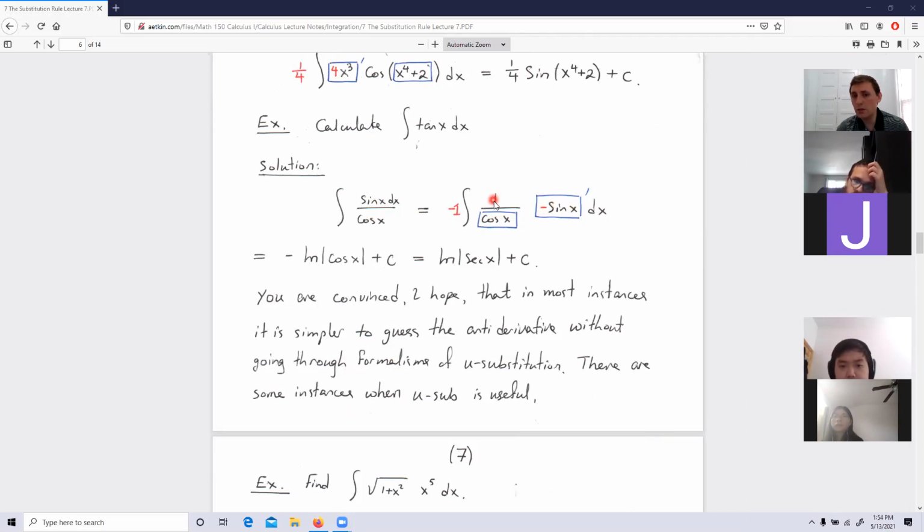Now it's perfect chain rule. It's just the antiderivative of 1 over something, which is ln absolute value of something. And there is an extra negative. I can move the negative to the power and I can make it ln absolute value 1 over cosine, which is ln of absolute value secant. Yes?